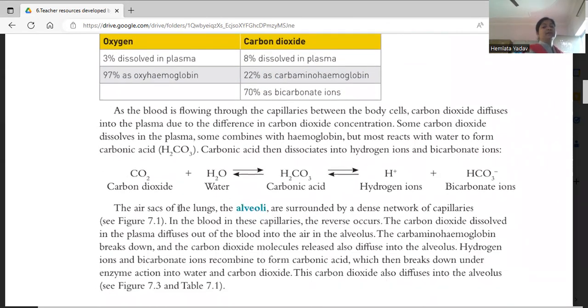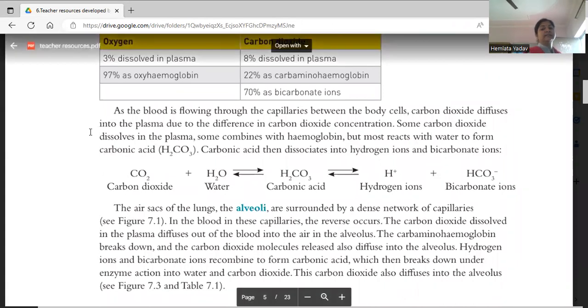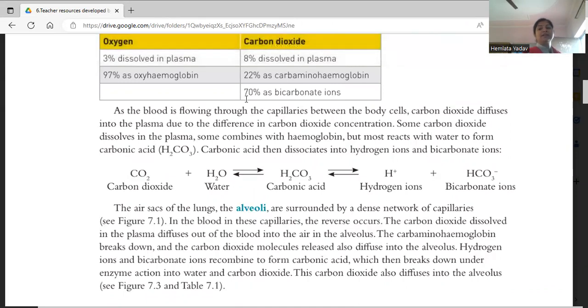As the blood flows through the capillaries between the body cells, carbon dioxide diffuses into the plasma. Due to the difference in carbon dioxide concentration, some carbon dioxide dissolves in the plasma, some combines with hemoglobin, but most reacts with water to form carbonic acid.